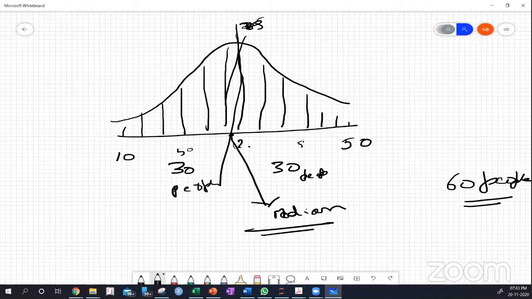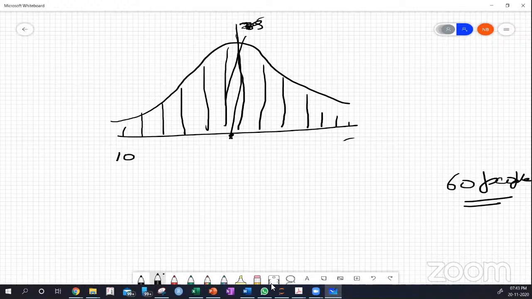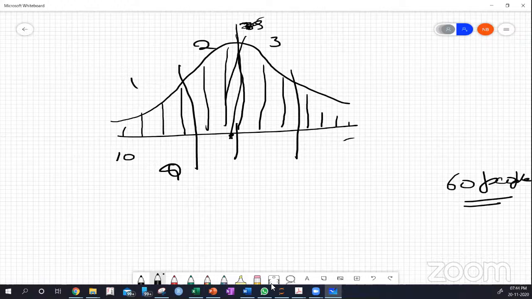Suppose I erase this. Now I want to divide this distribution into four parts. Why do you want four parts? I'll tell you. So this is one line, this is the second line, this is the third line. This is my first part, second part, third part, fourth part. I want to divide the data into four parts. So how many people will be here?